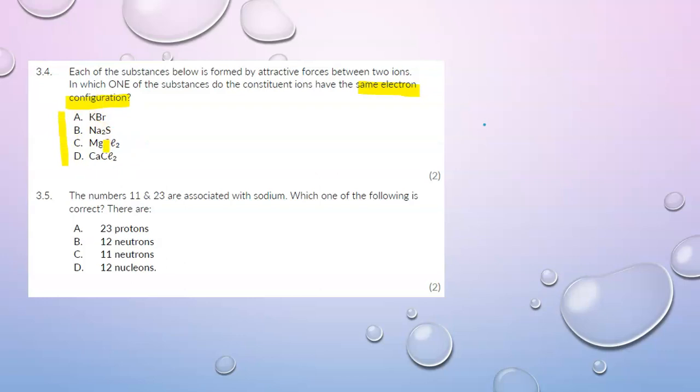I'm not going to do it right now. I'll come back to 3.4. If we look at 3.5, they tell us the numbers 11 and 23 are associated with sodium. Which one of the following is correct?